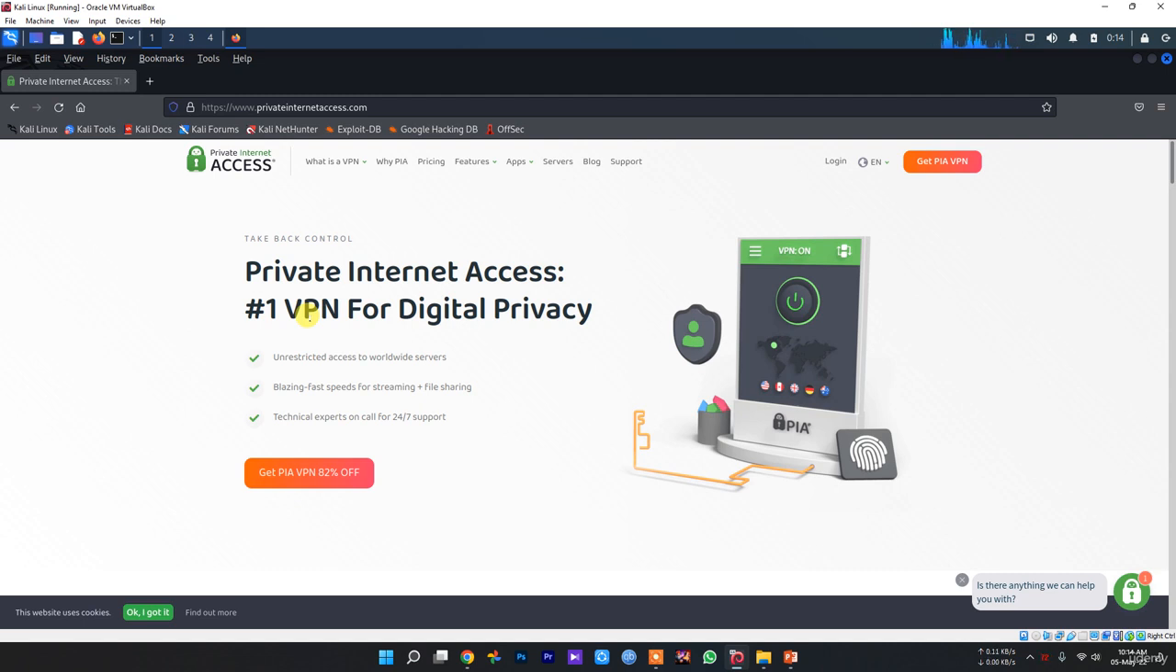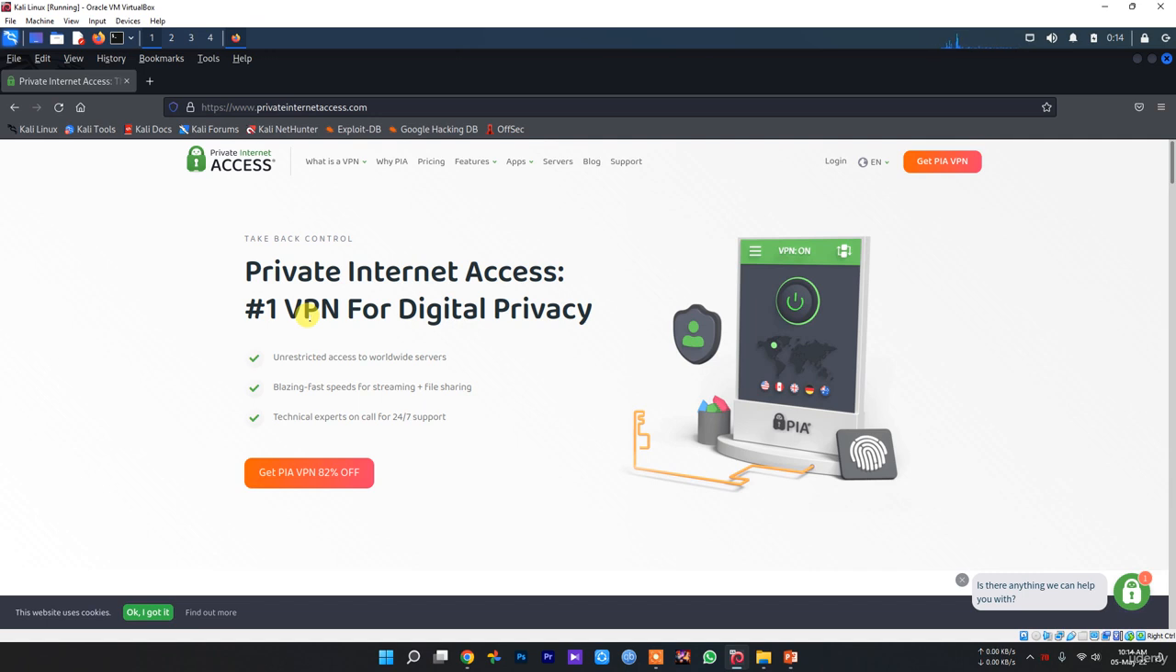So let's talk about the pros. It has advanced encryption options, including OpenVPN and WireGuard, and also it has a no logs policy, proven in court, which is a good thing, and it has a huge network of servers.